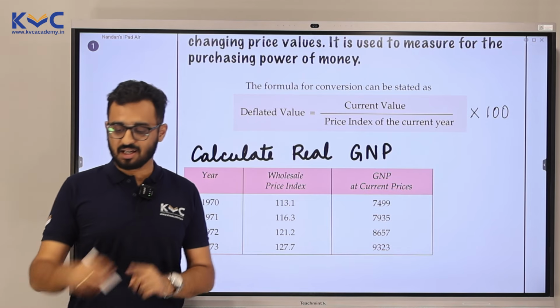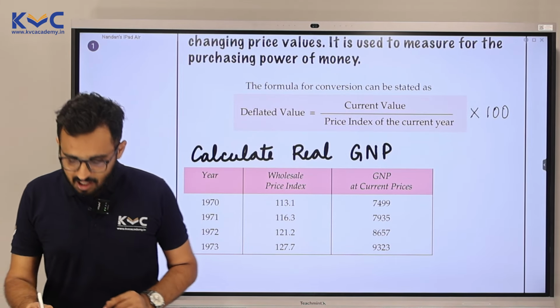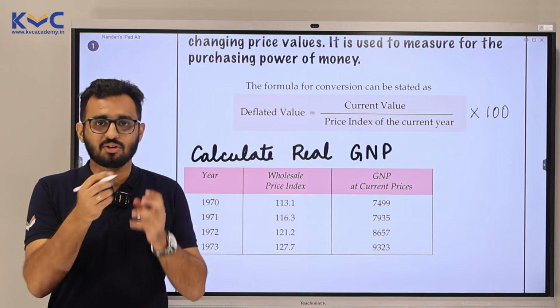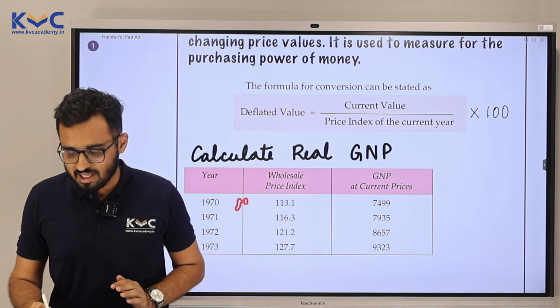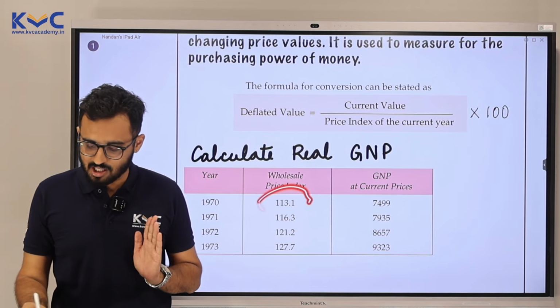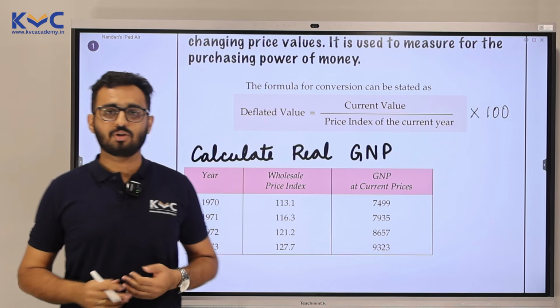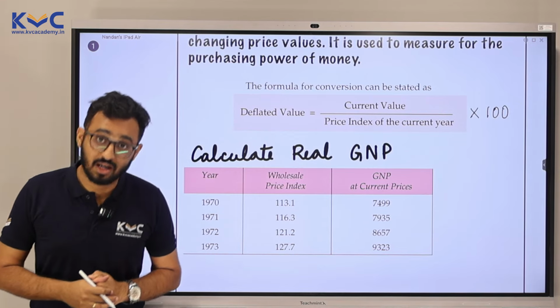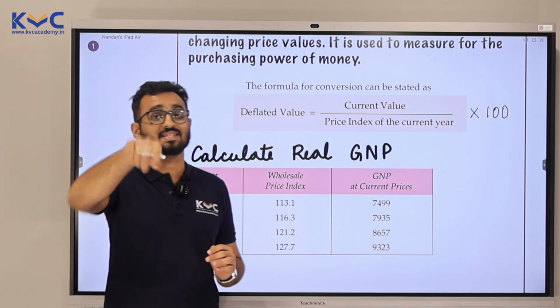7499 is with the corresponding price index of 113.1. That means there is 13.1 of inflation included in this. What do I mean by that? We are starting somewhere with a base of 100. When I say wholesale price index is 113.1 compared to 100, it is 13.1% more. Correct? That means 7499 is considering 13.1% more.